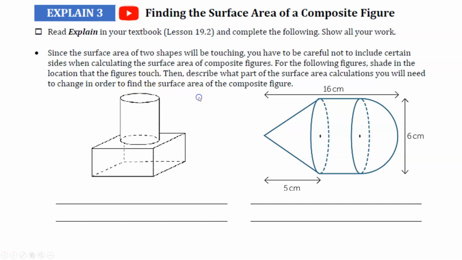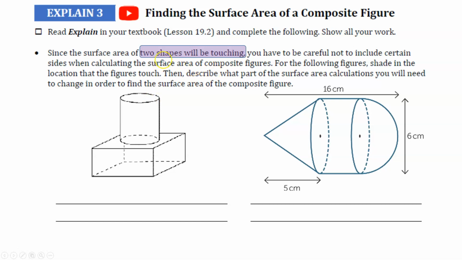Welcome back to the Explain 3 for 19.2. We're going over surface area. In this one, we're finding the surface area of a composite figure. I wanted to go over two types of problems you're going to see in the homework, on the quiz, and for the rest of this part of the lesson.